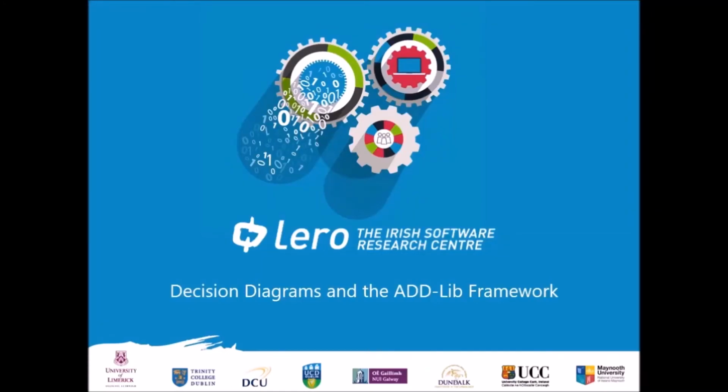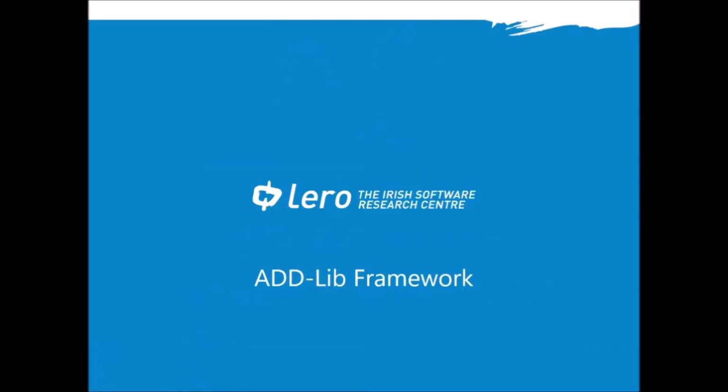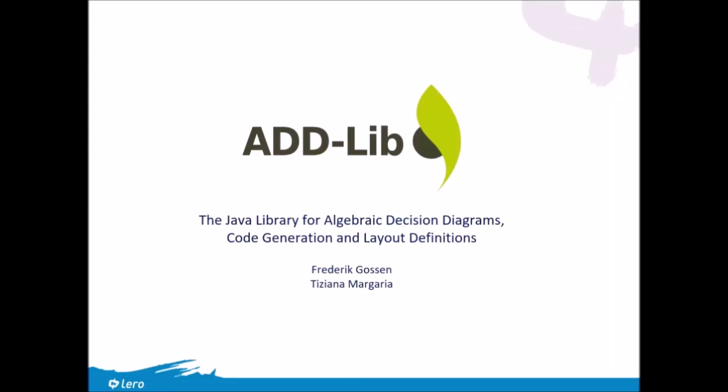Hello. In this set of presentations on decision diagrams in the ADD Lib framework, we are going to focus on the ADD Lib framework itself. This is a framework that's used to build decision diagrams using a user interface. There's also a Java coded version, but today we will focus on the user interface. So this is a Java library for algebraic decision diagrams, code generation, and layout definitions.